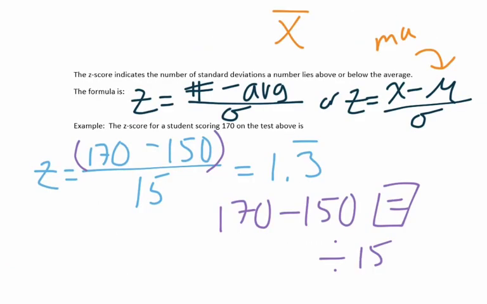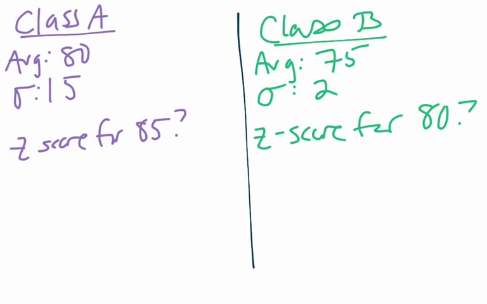The z-score tells you how far above or below the average it is. The z-score also can tell you how one score is compared to another one. And I'll see if I can give you an example of that. All right, so consider these two classes. Class A has an average of 80% with a standard deviation of 15. Okay, and class B has an average of 75 with a standard deviation of 2.